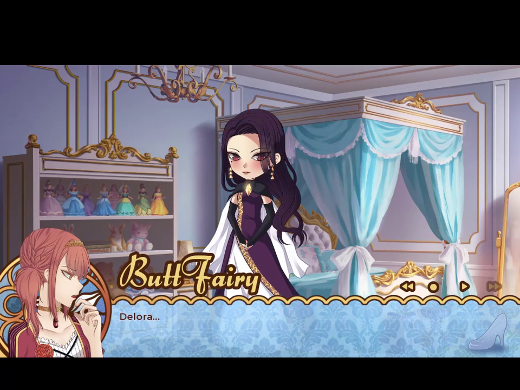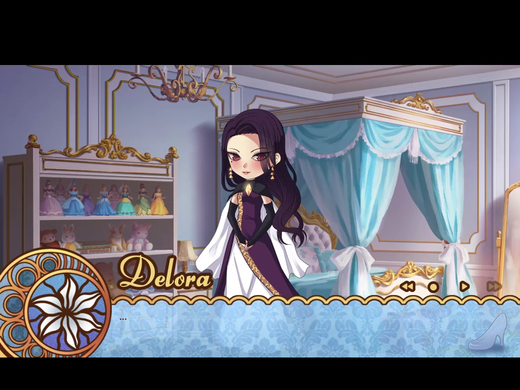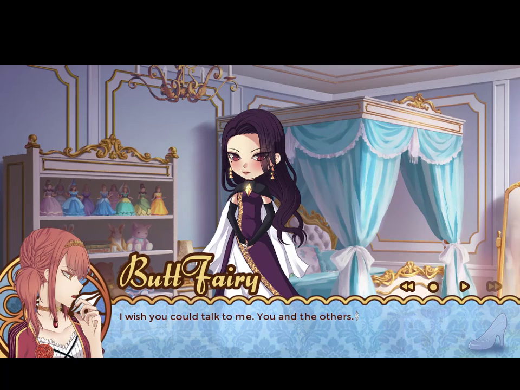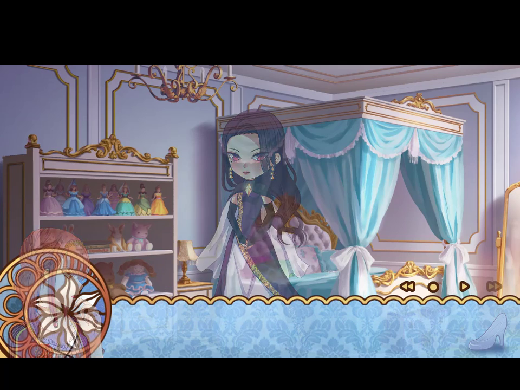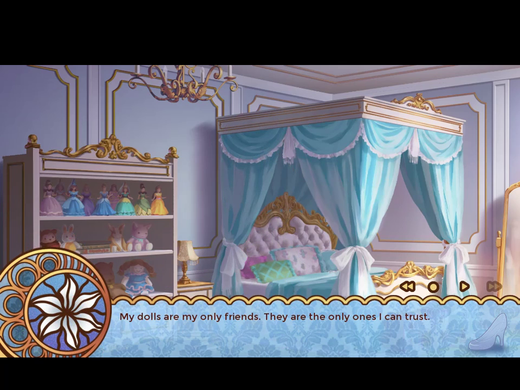Oh, what the shit? Delora. Do you think witches are capable of bringing back the dead? I wish you could talk to me, you and the others. My dolls are my only friends. They're the only ones I can trust. Unlike humans, they will never betray me. They will never hurt me. They will always be there for me.